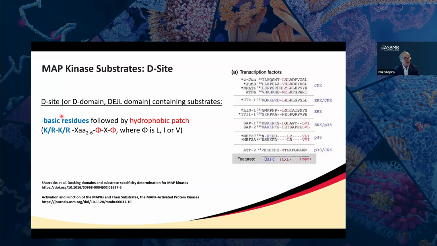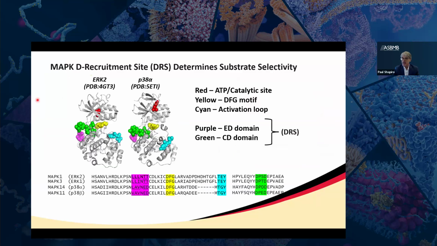And it's basically basic residues followed by a hydrophobic patch here. And you can see from some examples here, transcription factors, and those aren't the only substrates that kinases can regulate, where you have a basic patch, an LXL motif, and some other hydrophobic residues. And this is involved in interactions with the kinase.